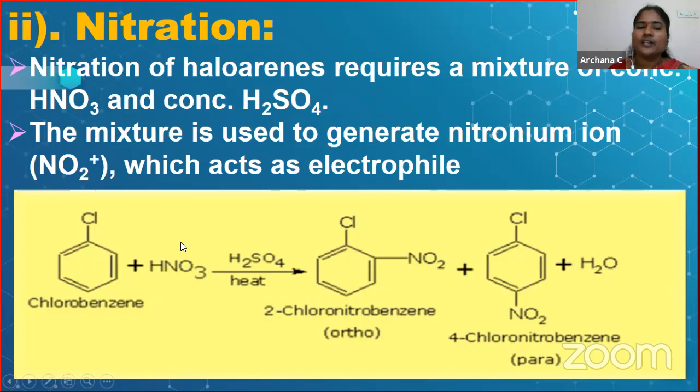So what is happening here? The nitronium electrophile attacks at this position, and lastly in the third step, there is a removal of hydrogen at this position. So this is about nitration. Chlorobenzene reacts with nitric acid and sulfuric acid mixture. On heating, you get 2-chloronitrobenzene and 4-chloronitrobenzene. So here also it is undergoing electrophilic substitution reactions.